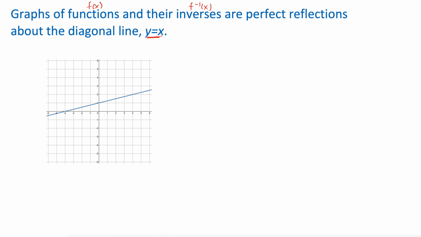Okay, here we have the graph of a function, and we're asked to graph the inverse on the same set of axes. The way you do that is you notice these crucial points here. So we have -4, 0, and up here we have 0, 1. So what I'm going to do is swap x and y. So I'm going to plot 0, -4, and let's do 1, 0.